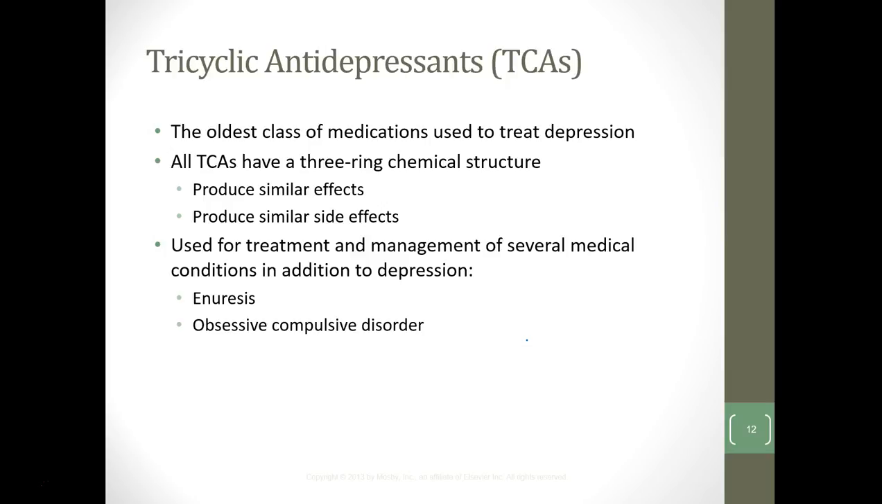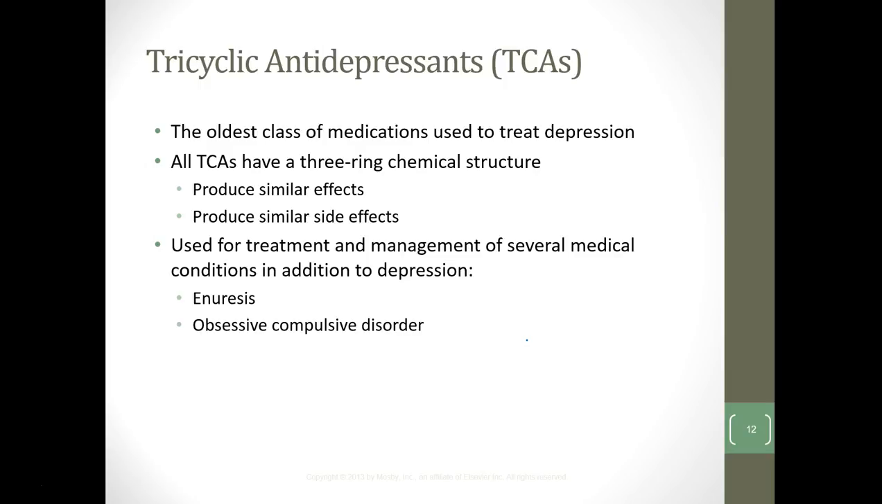So the first group we're going to talk about are tricyclic antidepressants, which are commonly known as TCAs. This is the oldest group of antidepressant medications. All of the TCAs have a 3-ring chemical structure, and that's illustrated in your textbook. They all have similar effects and therefore similar side effects.